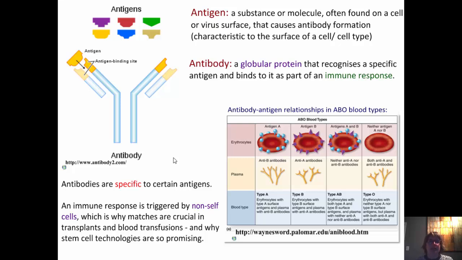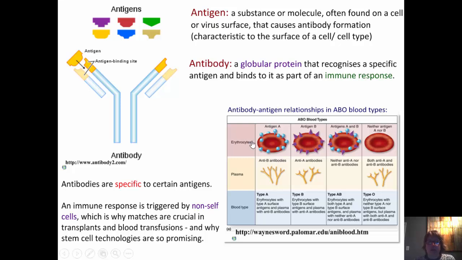The antibody is a globular protein that recognizes a specific antigen and binds to it as part of the immune response system. We've actually talked about antibodies and antigens before when we've talked about blood type and the ABO blood type relationship between antibodies and antigens. We just may not have referred to them as that.